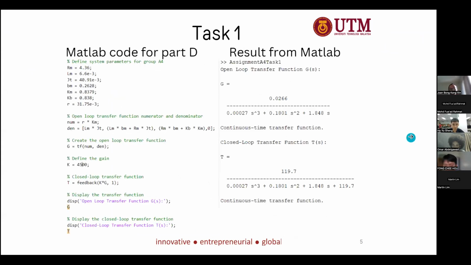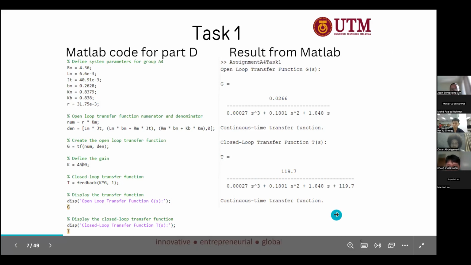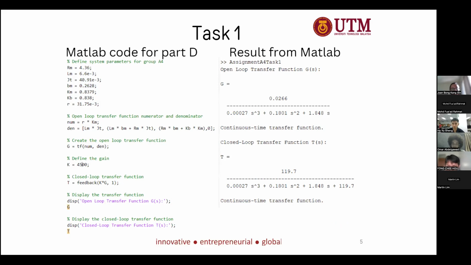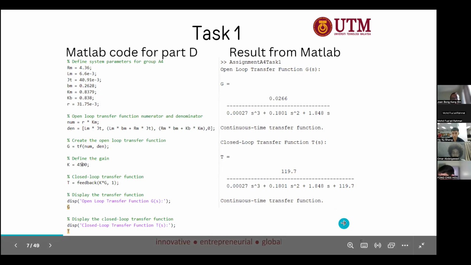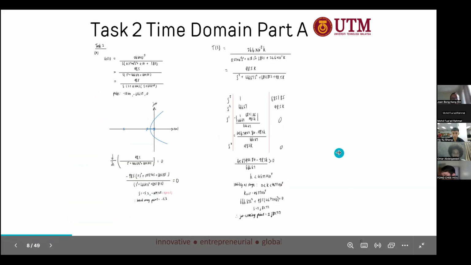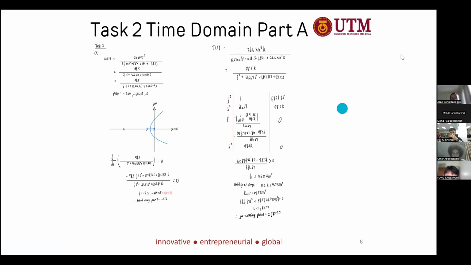Next, I use the MATLAB code to determine the open loop function and the closed loop function. From the MATLAB result, I get the same as my calculation. Then for task 2, from calculation, I get the breakaway point equal to -5.2. Then the stability gain range is 0 less than K less than 46.37 times 10 to the power of 3. Then I get the j omega crossing point equal to plus minus j82.77.